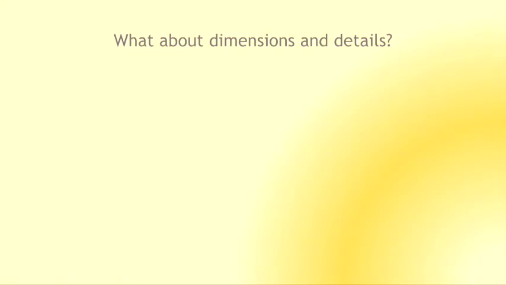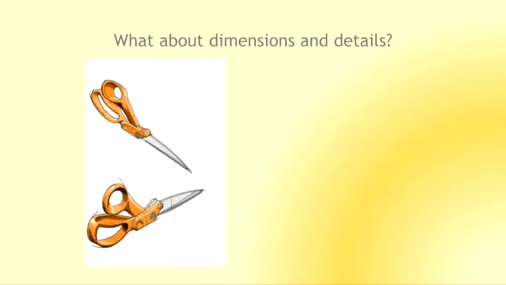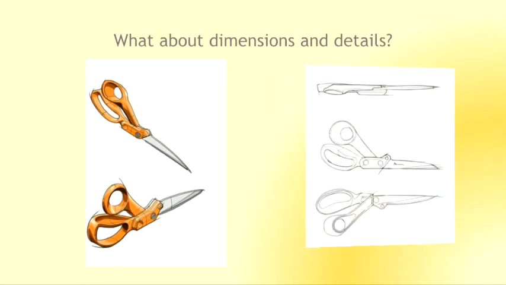What about dimensions and details? After these concept drawings, we have to think about how to manufacture the items, and therefore we have to include all details and put their dimensions. This is not easy to do in three-dimensional drawings like for these scissors. So, important dimensions and details are added to two-dimensional orthographic drawings as such.